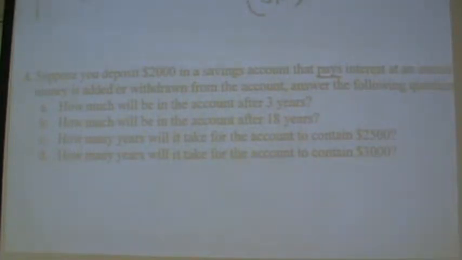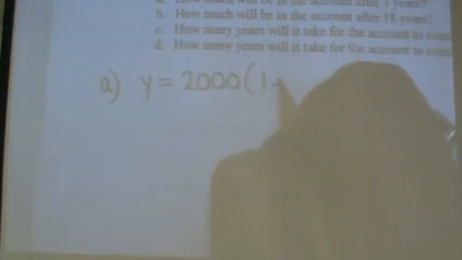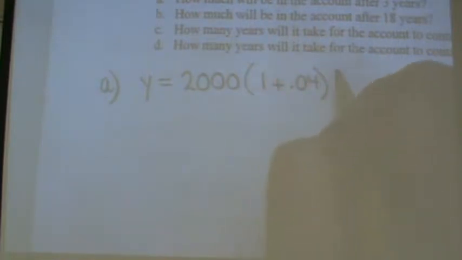So you have $2,000 you're starting off with in a savings account, and it pays interest. The word pay means it's a growth problem. And the R value is 4%, so it's 0.04, okay? If no money is added or withdrawn from the savings account, I want to know in 3 years. So how did you do A? You started off with how much money? $2,000, and you have 1 plus 0.04, and your T or your X value, your number of years, is going to be, for this one, 3.